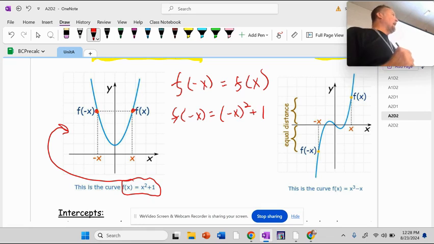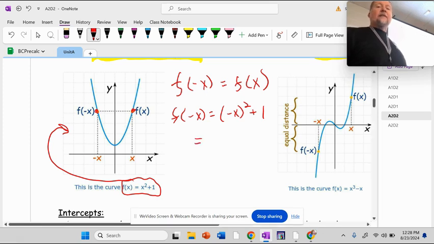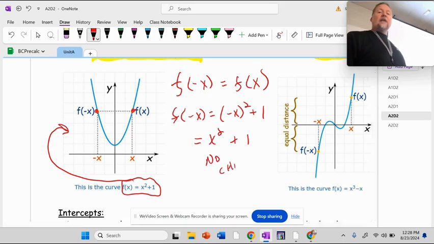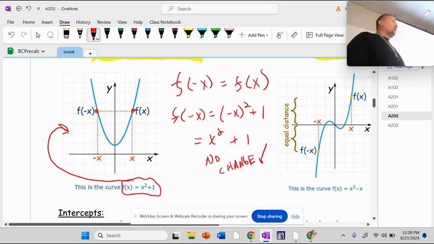I'm slowing down to make sure I'm saying the right things. You actually plug in negative x for x and reevaluate the scenario. By the way, what's a negative x squared? Or what's a negative x times a negative x? What do you get? Positive x squared. So what this means is there's no change after you made that algebraic test, I guess you could say.